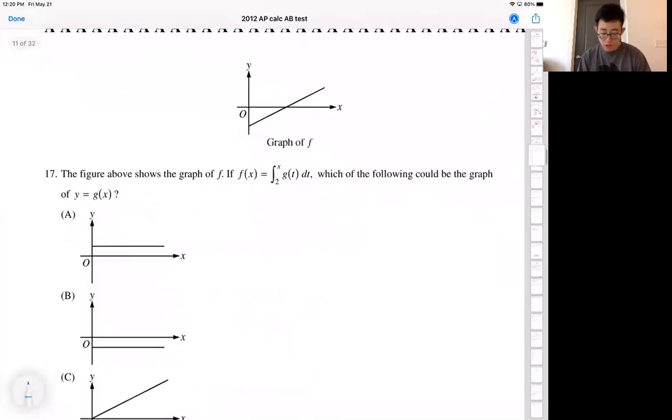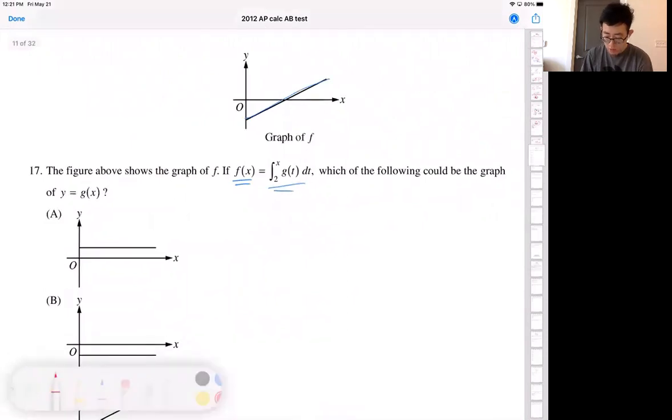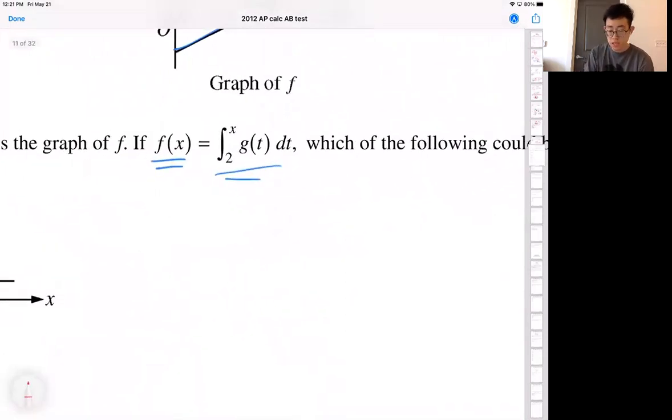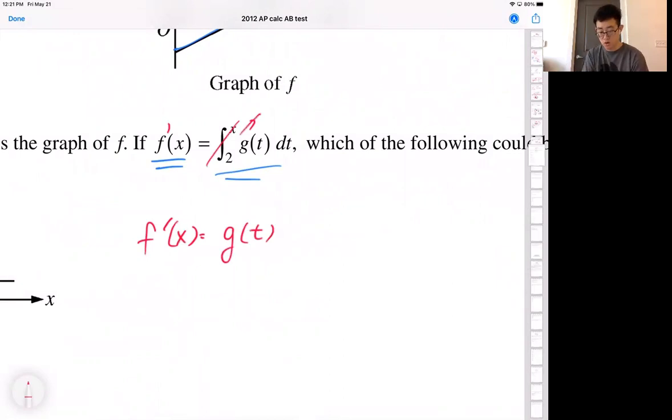All right, number 17, the figure above shows the graph of f. If f of x, this graph, is a representation of the antiderivative of g of t. Now you've got to be really careful though. Whenever they give you this, that means that if I were to take the derivative of f of x, that actually gives you g of t, because the antiderivative and the derivative cancel each other out. So this is what you want to remember.